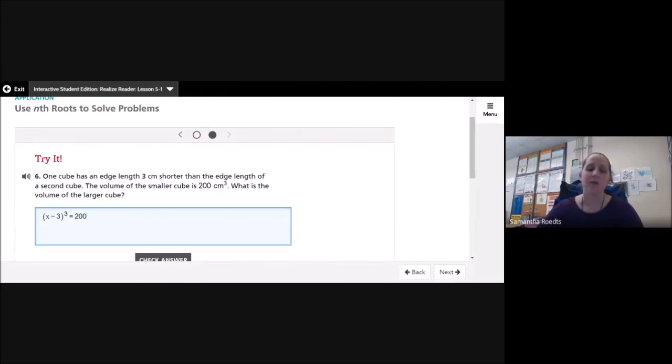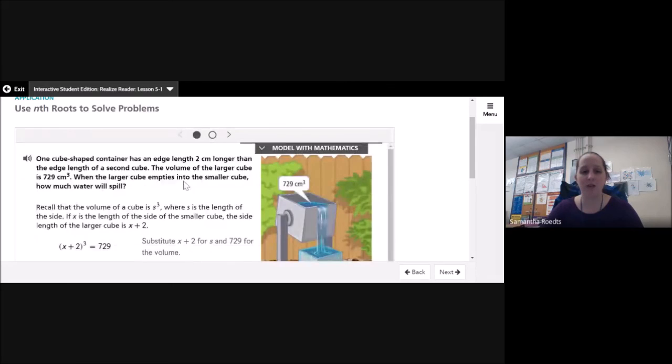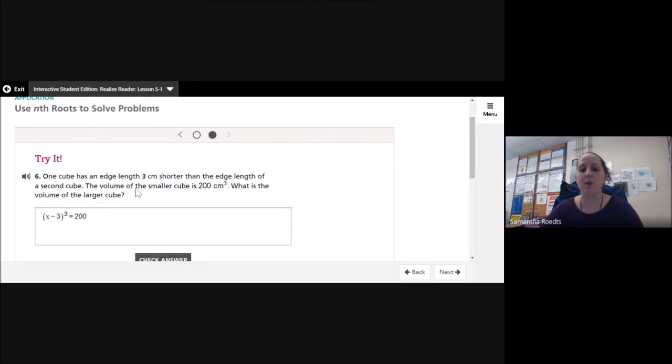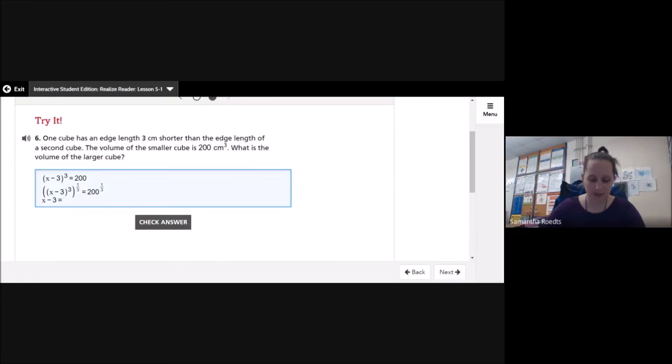That's what we're given. So in the previous one, they actually gave us the volume of the larger cube, which is why we did the x plus 2. Here we were given the volume of the smaller cube, so it's x minus 3. Okay, so now I'm going to raise x minus 3 cubed to the 1/3 power. I'm going to raise 200 to the 1/3 power. Now, this is probably not going to be a nice, even number. No, of course not.